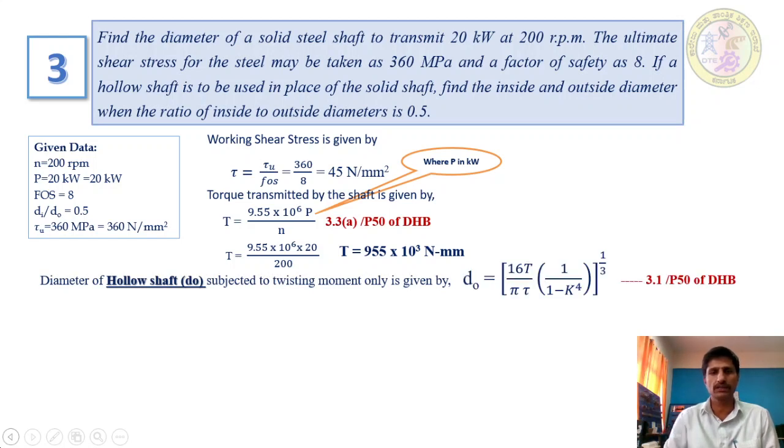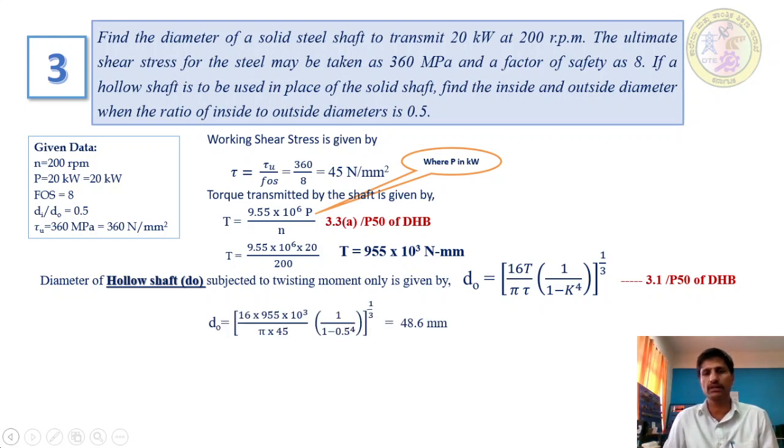So the formula is (16T divided by pi into tau into 1 by (1 minus k raised to 4)) whole raised to 1 by 3. So that extra term 1 by (1 minus k raised to 4) we have to include for hollow shaft. All of you know k value is nothing but the ratio of diameters. In this problem, the ratio of diameters di by d naught is equal to 0.5. So we are going to substitute that value inside equation 3.1, which is available in your design data handbook. Now I am going to substitute the value of T and tau, and the k value, that is 0.5, in this equation.